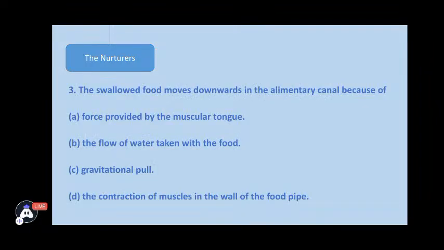Moving ahead to the next question. The swallowed food moves downwards in the alimentary canal because of. So you need to tell why the food which I swallowed moves downward in the alimentary canal. What is the reason? Here are some options. Is it the force provided by the muscular tongue, or the flow of water taken with the food? Or I could say the gravitational pull of the earth is pushing the food downwards. And the last option says the contraction of muscles in the walls of the food pipe. So you need to think which is the correct option.